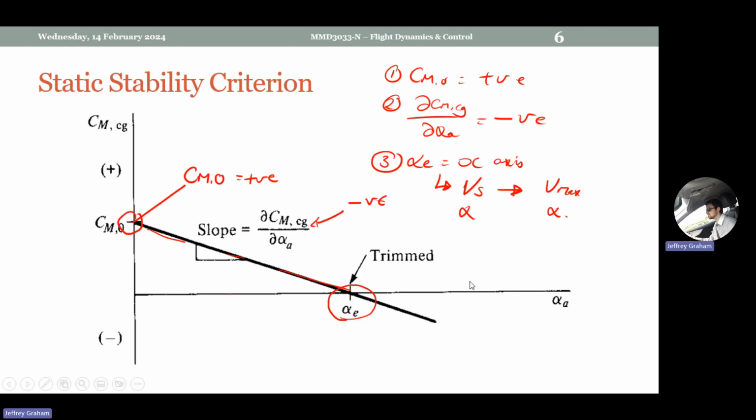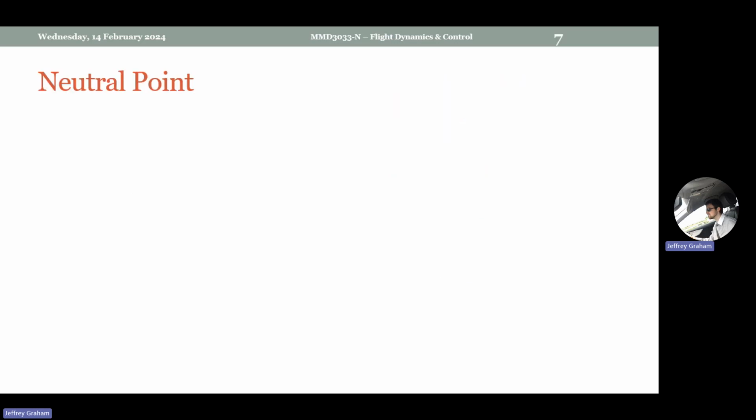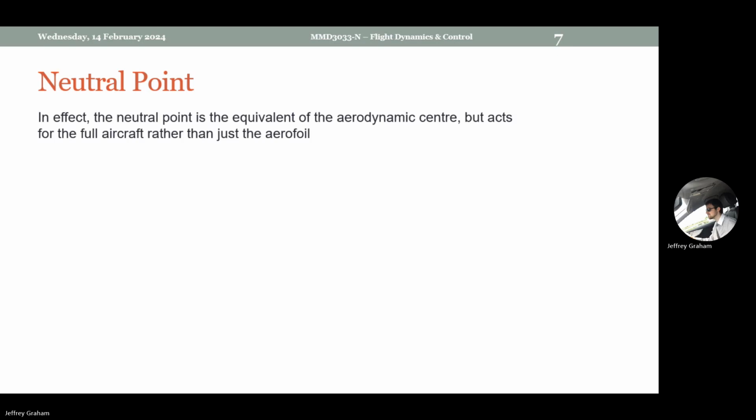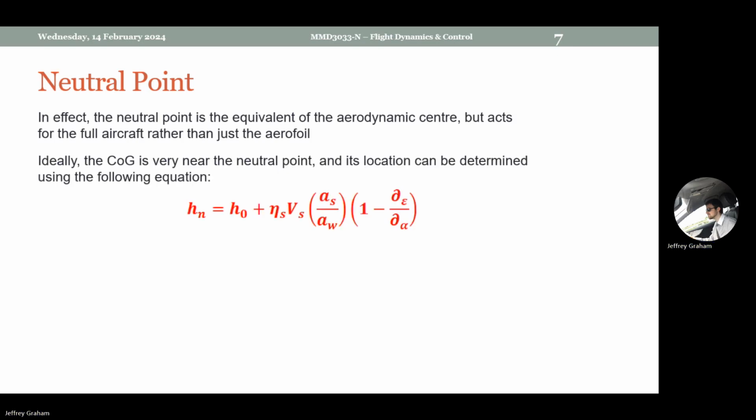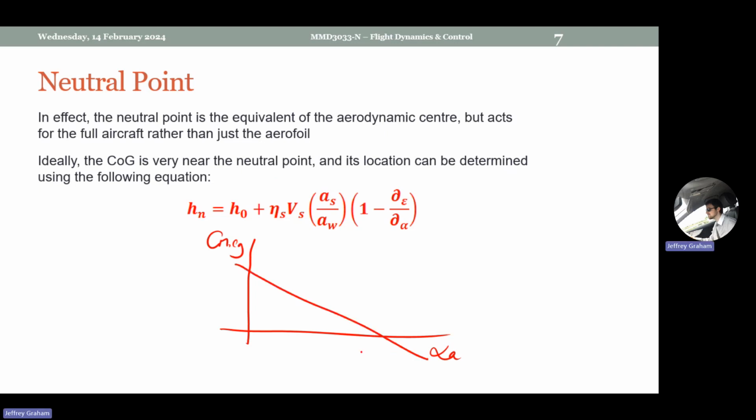Right. Next in the static stability stuff that we've looked at is the neutral point. So this is a key position on the aircraft. Neutral point is classed as a key location on the airframe. Right, so we've just looked at the trim graph that looked a little bit like that. Particularly, this is a key concept.